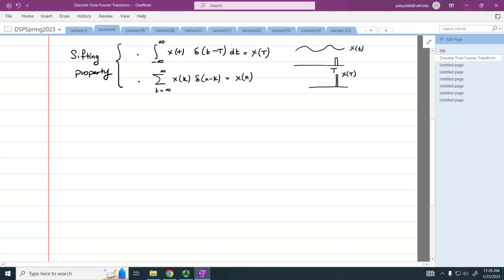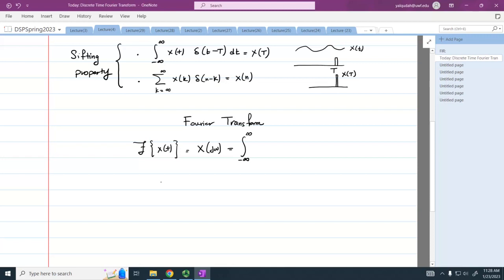Okay. Let's start our discrete time Fourier transform discussion with the Fourier transform. What is the expression for the Fourier transform of a signal x of t? Anybody memorize what x of omega is going to equal to? The integration of x of t e to negative j omega t dt.